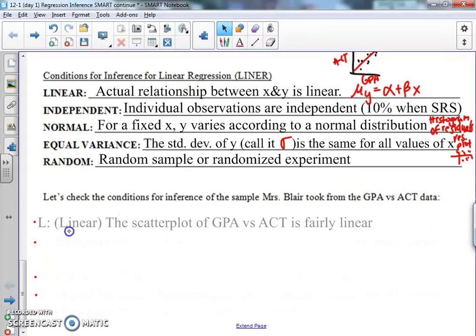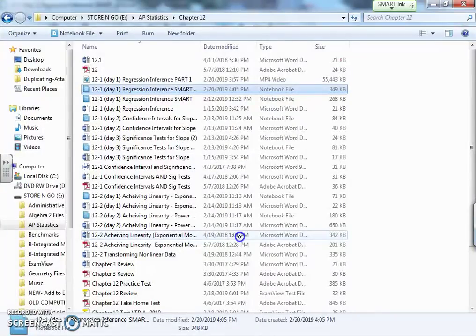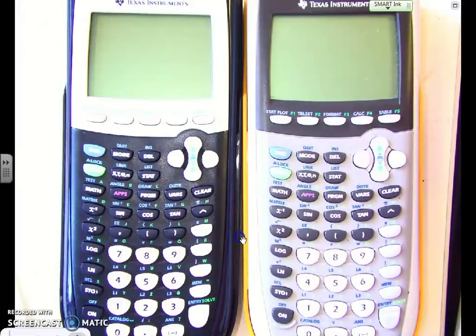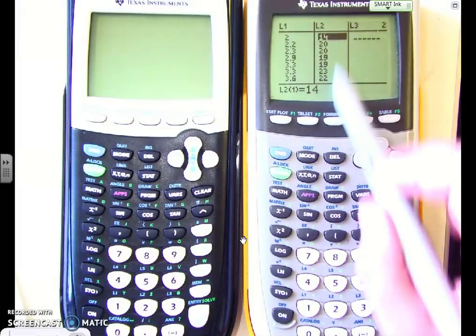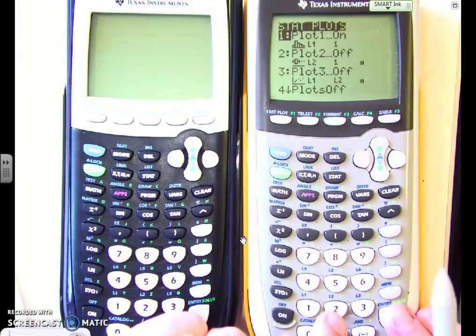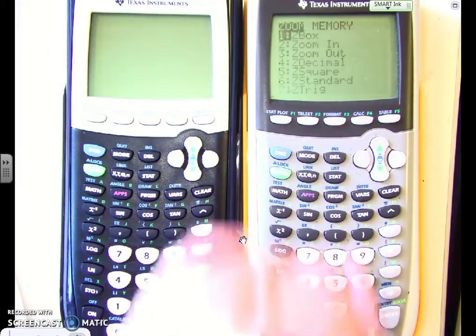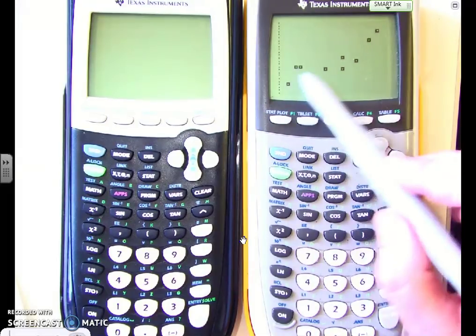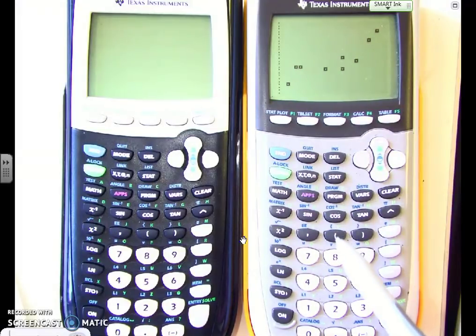So in order to look at linear, we want to see if the scatter plot of GPA versus ACT is fairly linear. Well, to do that, I'm going to go to my calculator. There we go. And if you remember, I have the data already in here. Here's GPA, here's ACT. So in order to know if it's linear or not, we're going to go to a scatter plot, which is the first option. We want to do the list 1 versus list 2. We're going to do zoom 9. Now there's a little bit of a bump, but overall it's heading upwards in a fairly straight pattern.